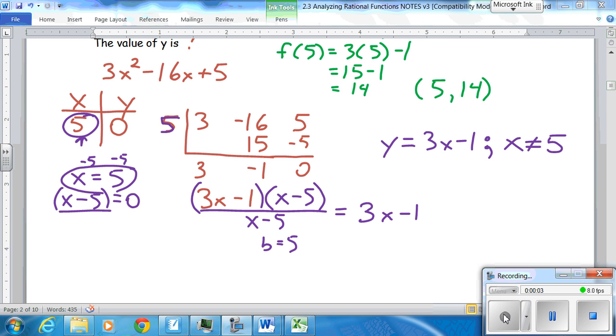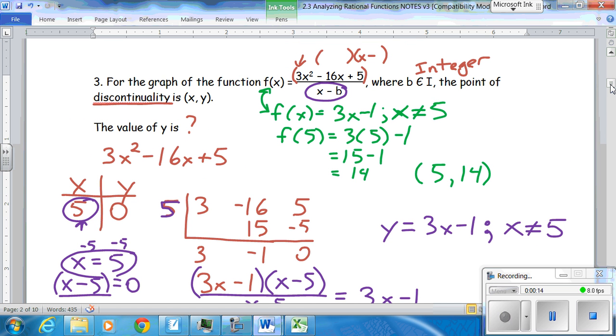Hello, ladies and gentlemen. Welcome back to Math 30-1, Chapter 2, Section 3, Part 2, Analyzing Rational Functions. Now, we've just analyzed this nasty diploma exam question, and yes, you're going to see it again.